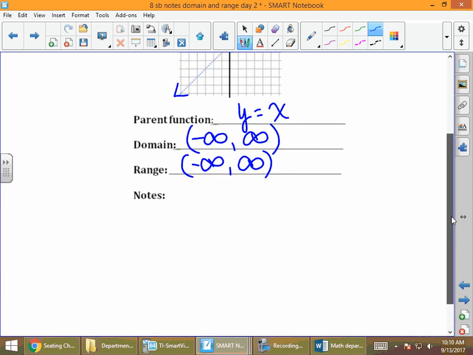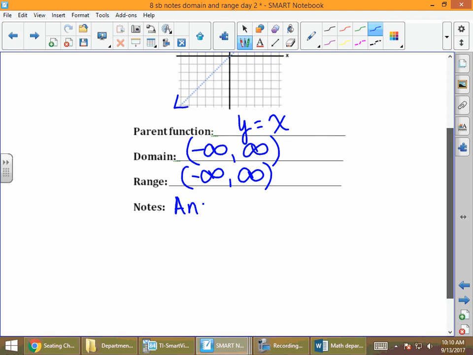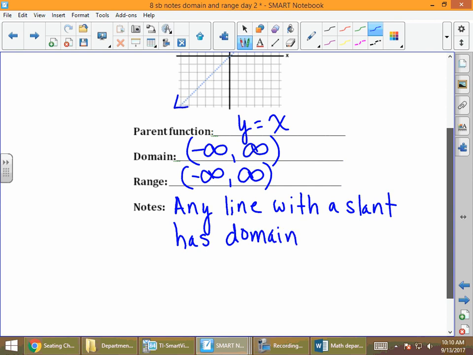But here's what I put in my notes, and that is that any line with a slant has domain and range of negative infinity to infinity. It needs to have a slant. Any line with a slant has domain and range of negative infinity to positive infinity.